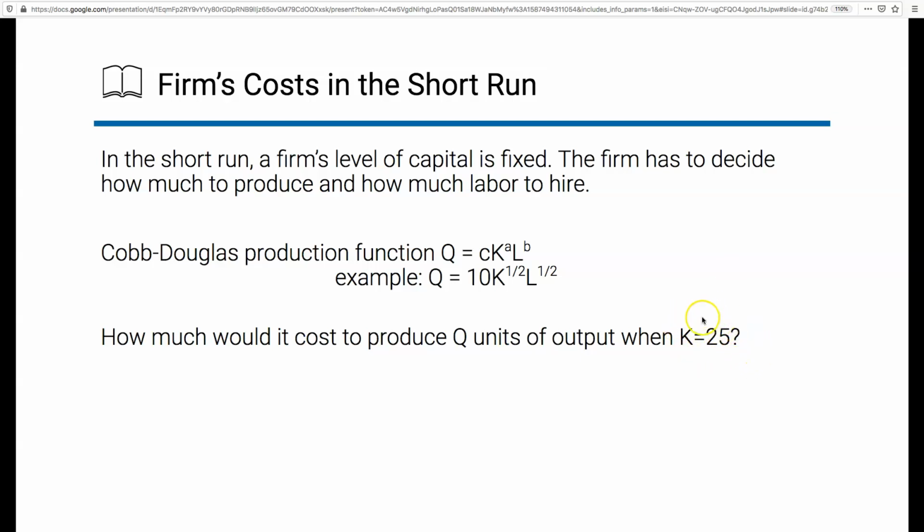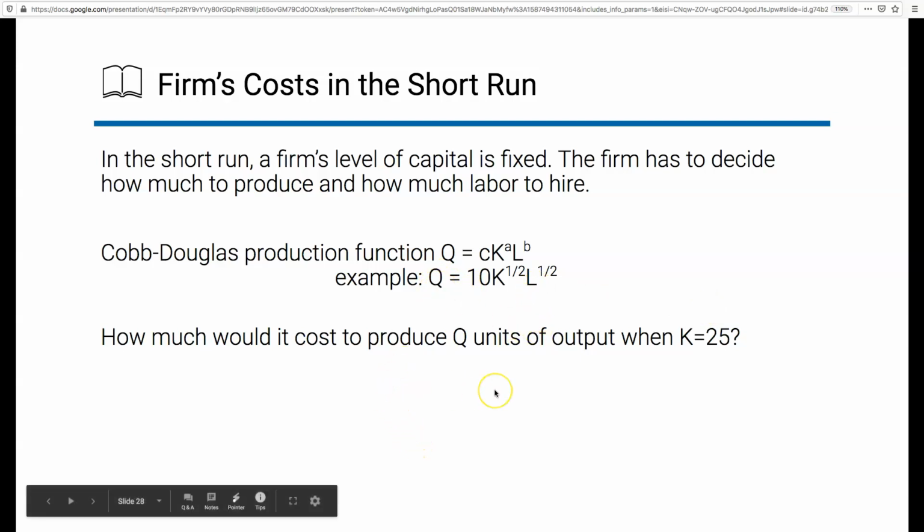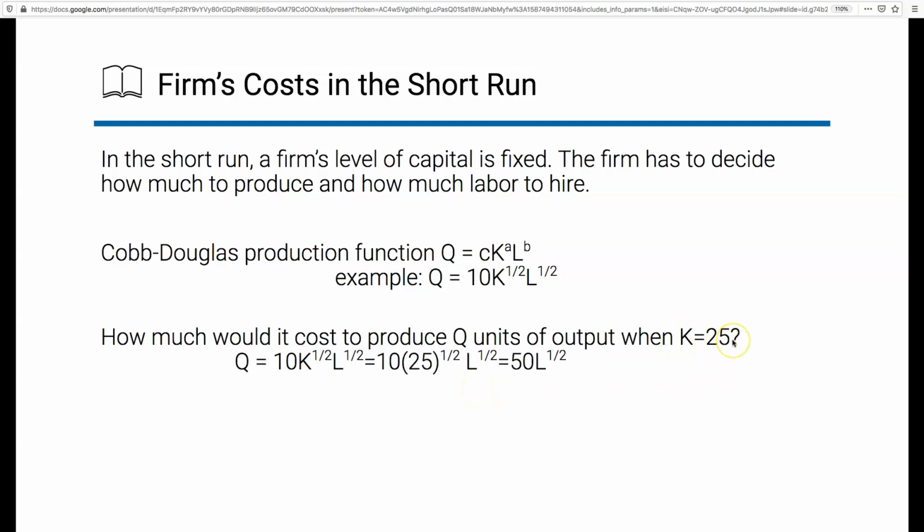The level of capital is fixed. You don't have to decide on that. For some reason, you've locked yourself into this level of capital. Now you have to decide, given you want a particular amount of output, how much labor input you need to take. So the first step is to simplify the production function a little bit because capital is fixed, so we can treat the capital component as a constant and just plug in 25 instead of the capital. And so then the production function becomes 10 times square root of 25 times square root of the amount of labor, so 50 times square root of labor.